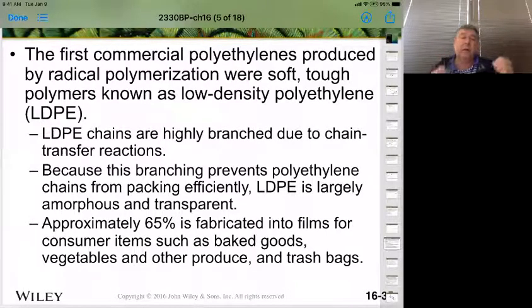Because of this lower density, they are largely amorphous, less crystalline, and largely more transparent. Remember when we talked about crystals and crystal packing? The more crystals you had, the more scattering of light and the more opaque it is. This has fewer crystals and becomes much more transparent.